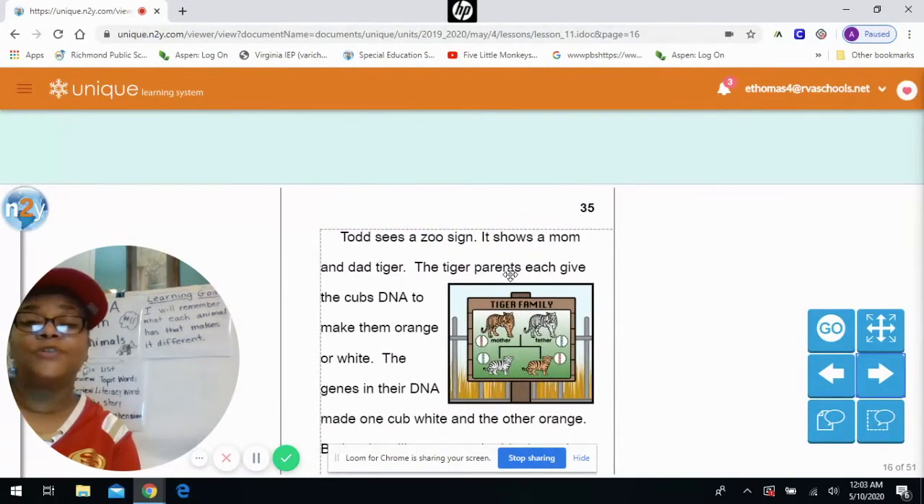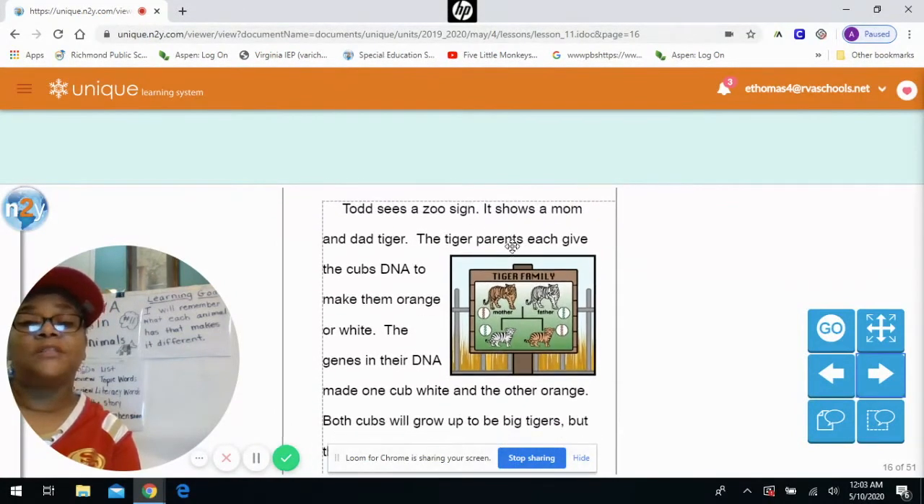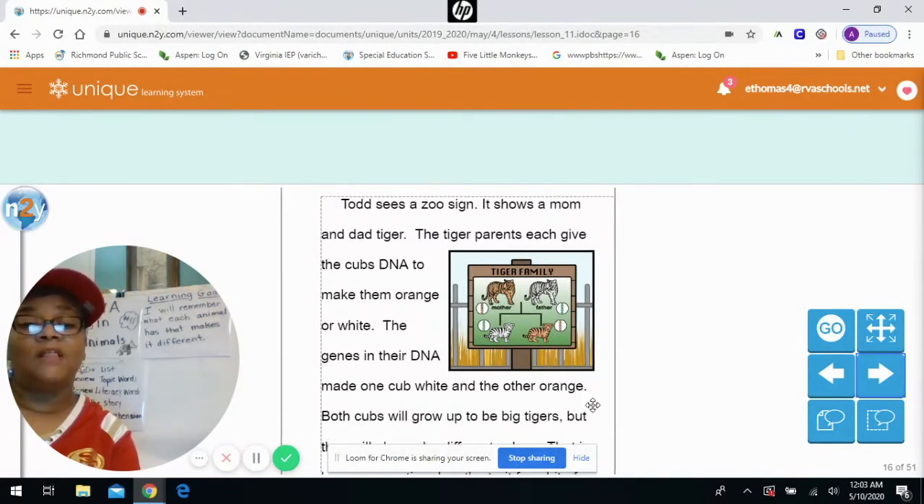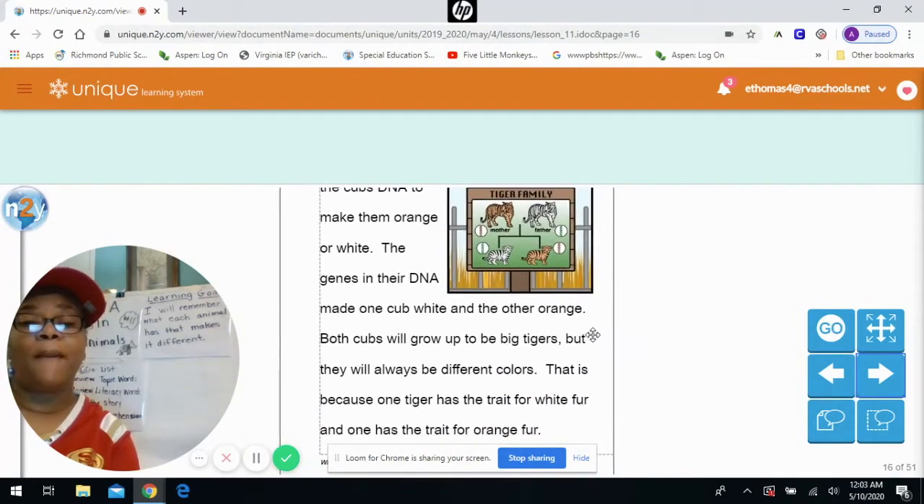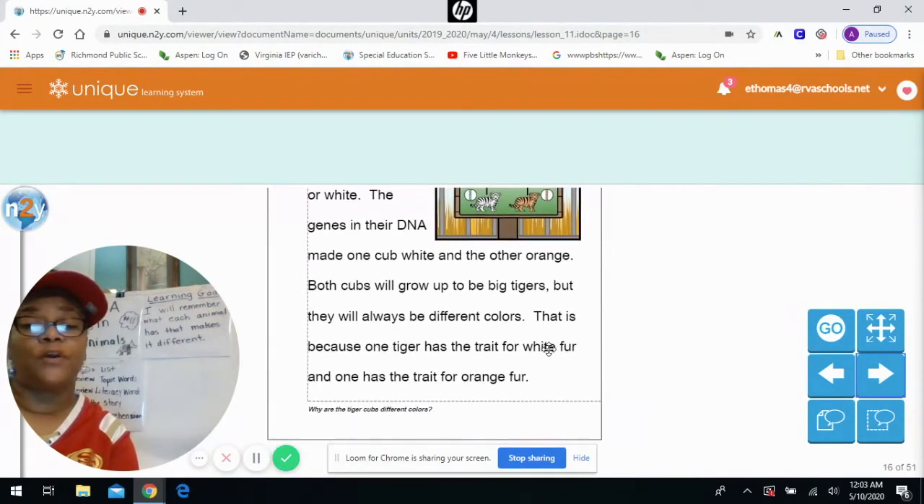Todd sees a zoo sign. It shows a mom and dad tiger. The tiger parents each give the cubs DNA to make them orange or white. The genes in their DNA made one cub white and the other orange. Both cubs will grow up to be big tigers, but they will always be different colors. That is because one tiger has the trait for white fur and one has the trait for orange fur.